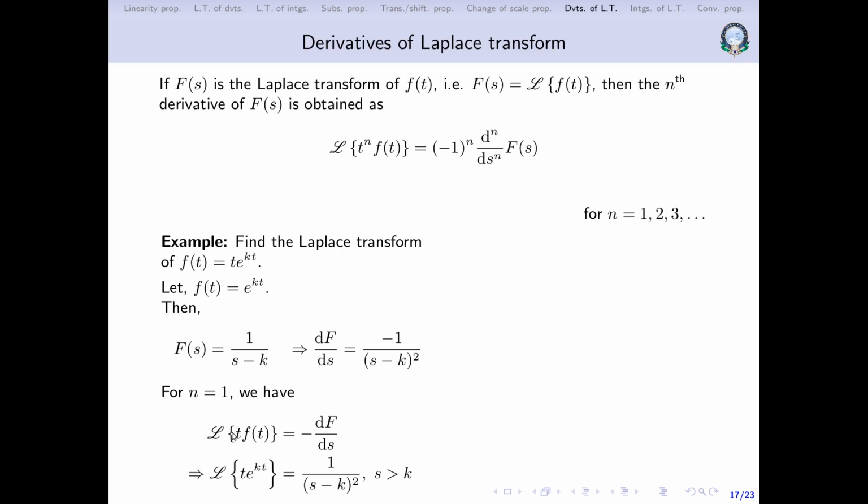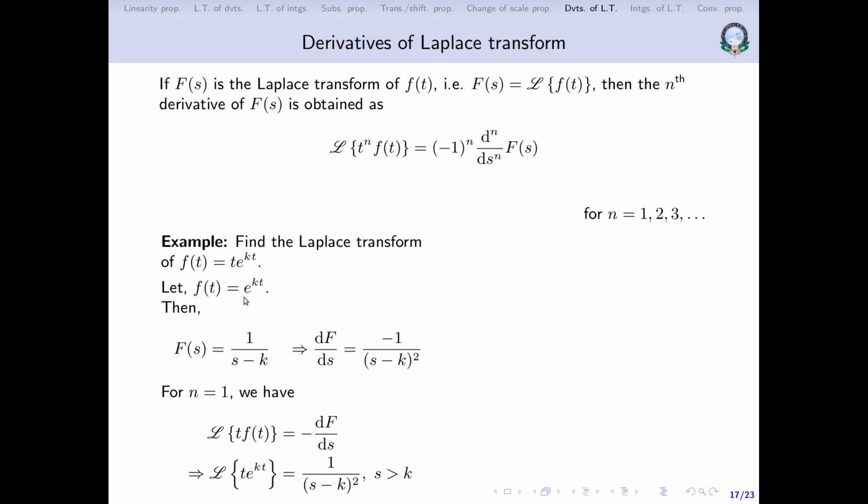When you substitute f(t) equal to e to the power kt, L of t e to the power kt is equal to minus, and this minus will give us a plus, 1 by (s minus k) whole square, for s greater than k. Where do we get this condition? It is the same condition as for the Laplace transform, and it will hold good here as well.